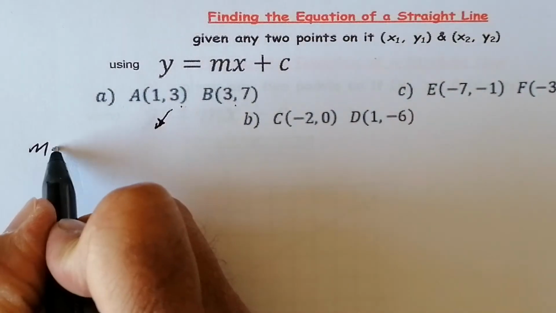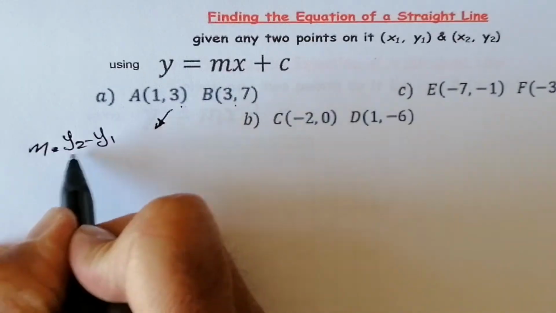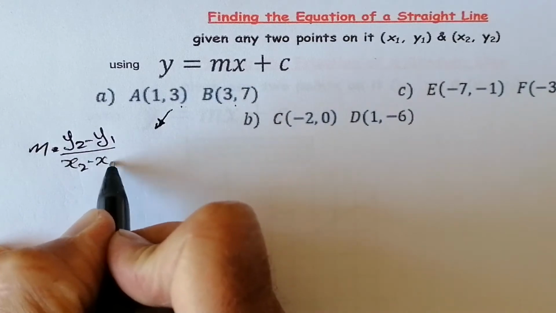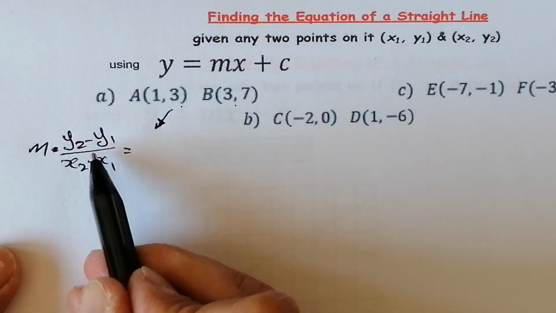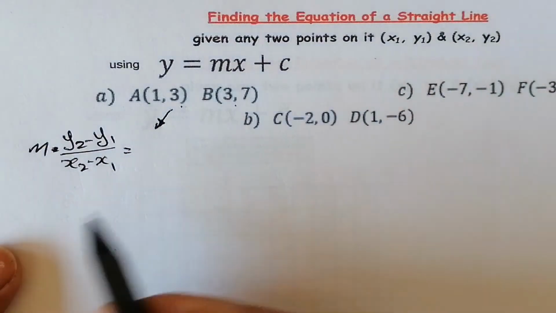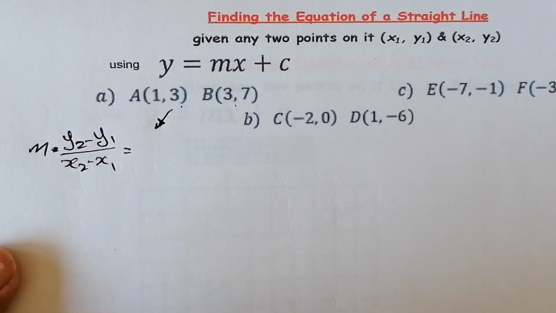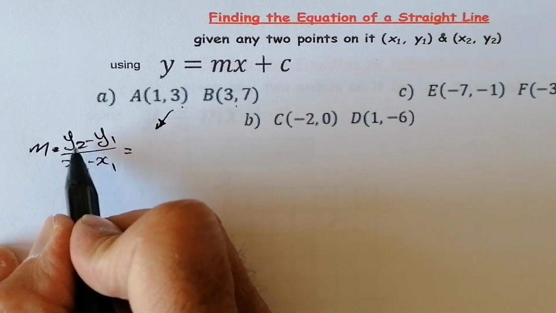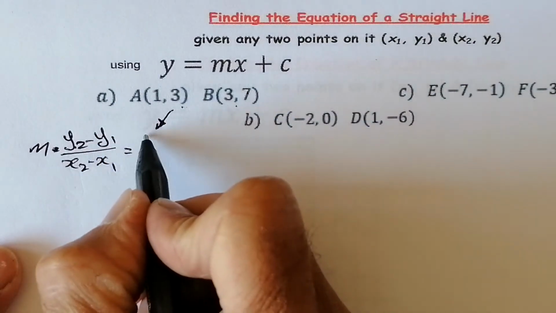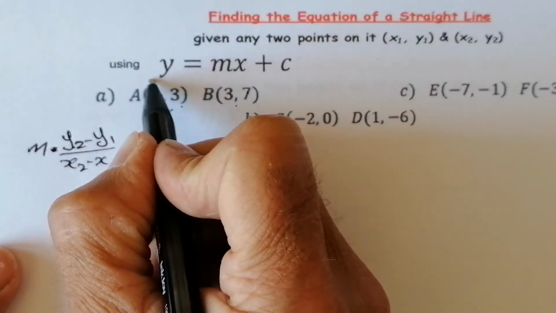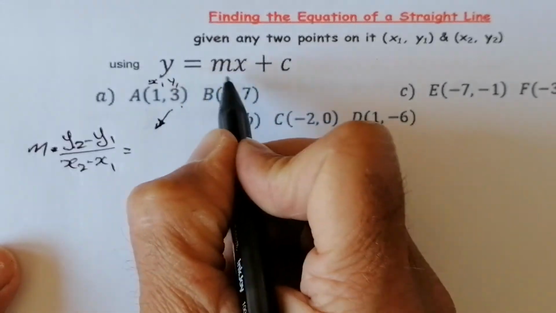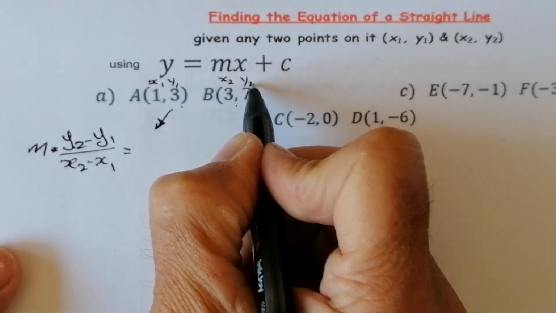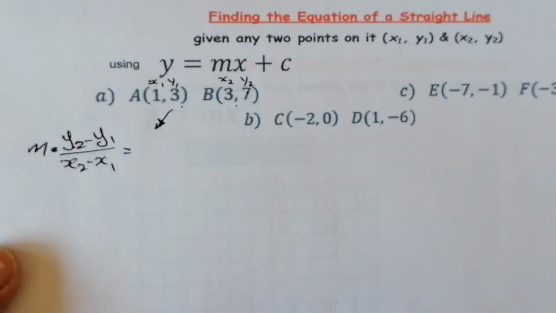So m is equal to y2 minus y1 all over x2 minus x1. I'm going to try not to use that formula all the time. I'm just going to substitute my numbers in as we go forward, just to make things a wee bit quicker for the video that we're doing here. So y2, I'm going to take 7. So I'll just write this one up first: x1 and y1, x2 and y2. So this is the way that we're going to go forward with this.